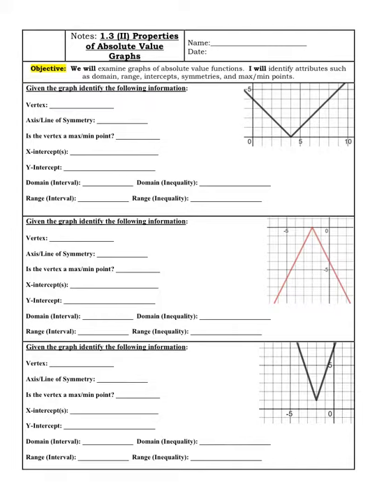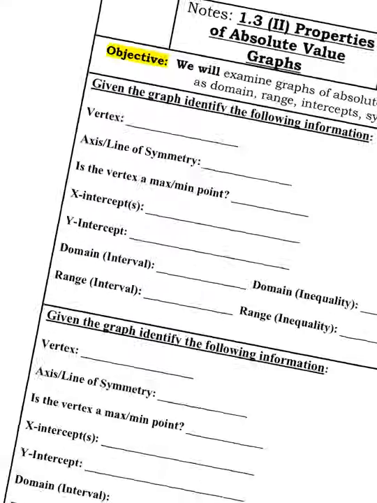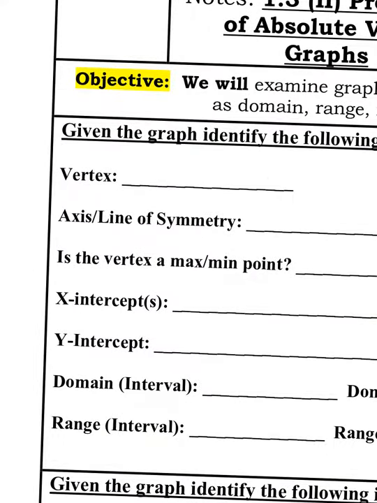I got these three examples, so looking at this one down here, remember the vertex is the highest or the lowest point, so it's going to be this point right here, and at x, y, that's 4, 0, so my vertex is 4, 0.